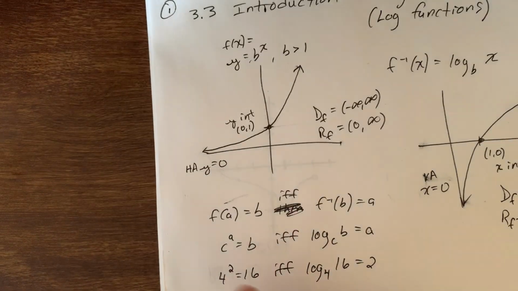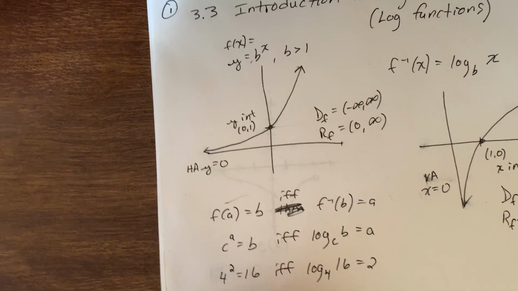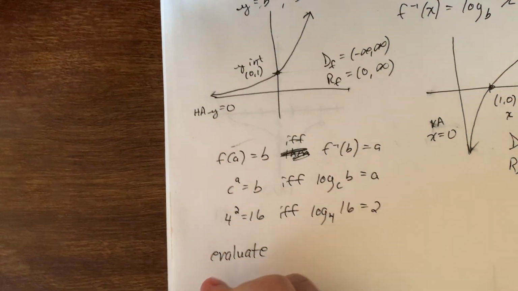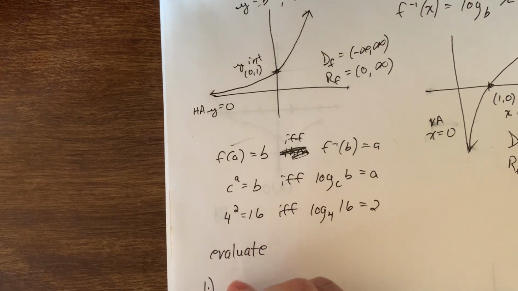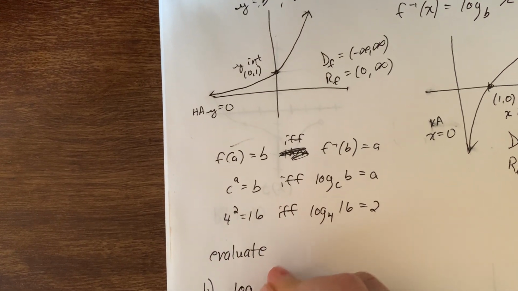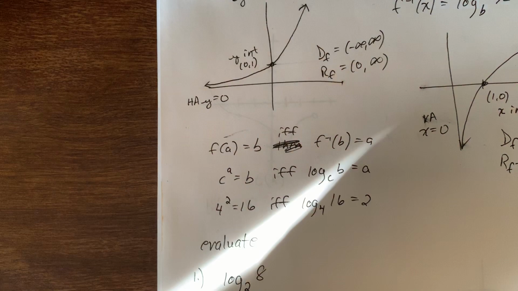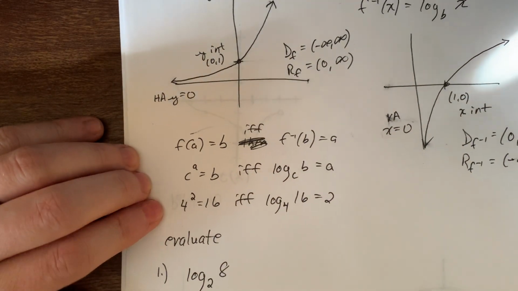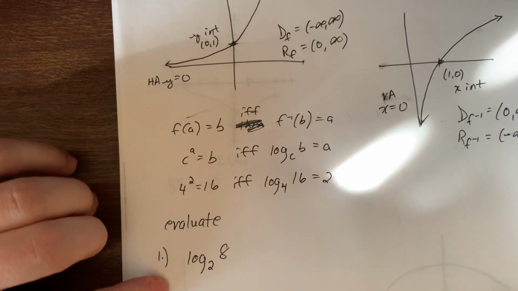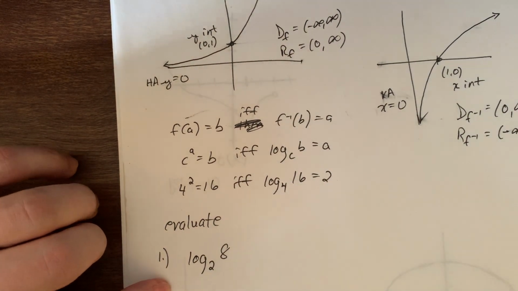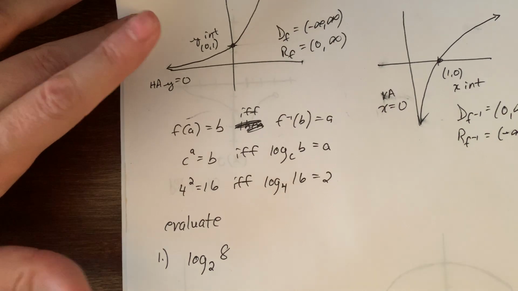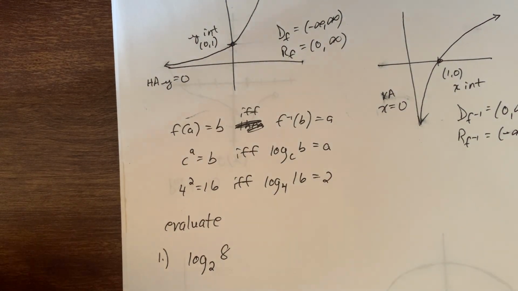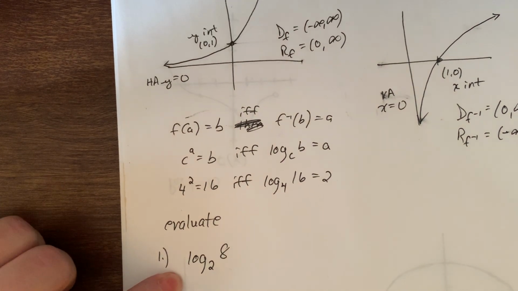So let's evaluate. And let's start fairly simple. Let's evaluate problem number 1. Let's find log base 2 of 8. As I was saying, every log problem we do in some way connects back to the idea of exponentials. And that's really the idea. In that inverse section, we talked about flipping roles, and that's what we need to get used to here.